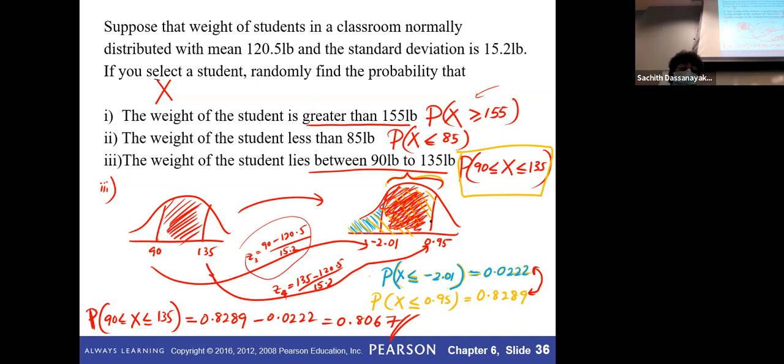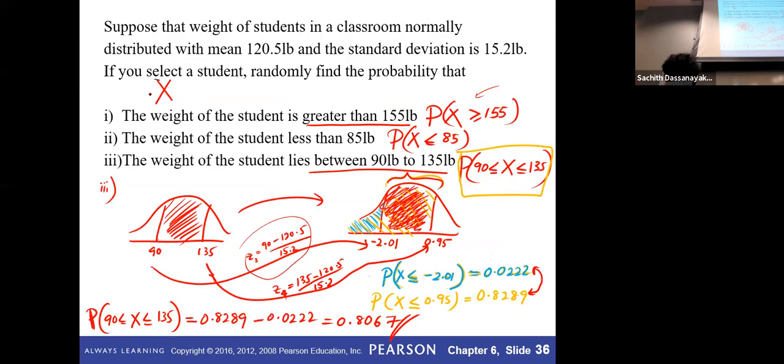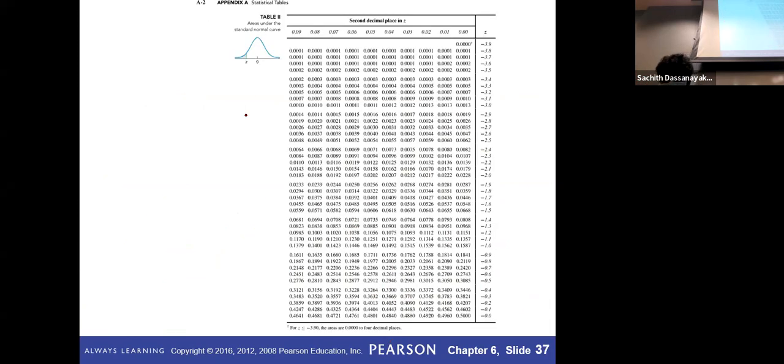Okay, let me erase this again. I'll go to this part and explain it. If you have to find, let's say, this one, no, consider the second one. That's the easiest case. Probability of capital X less than or equal to 85, which means this part. You can use the same probability notation to solve this.